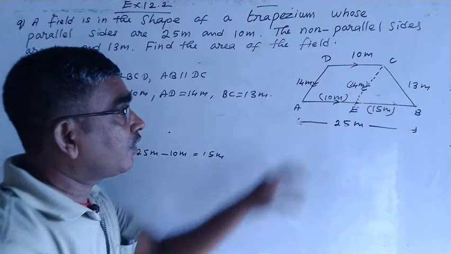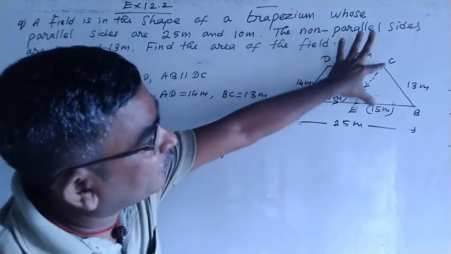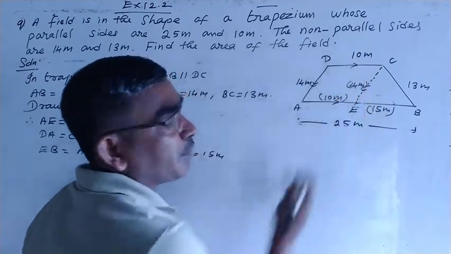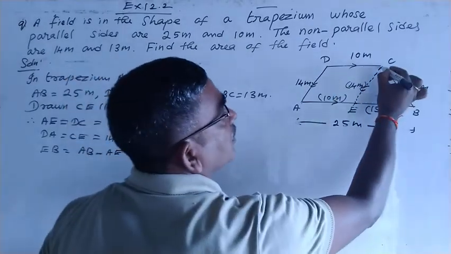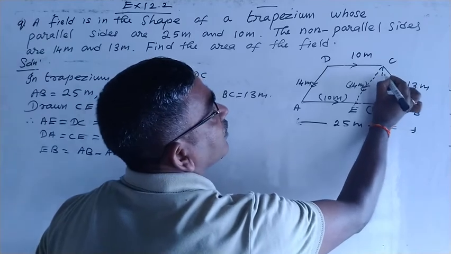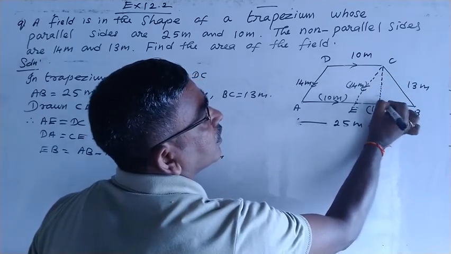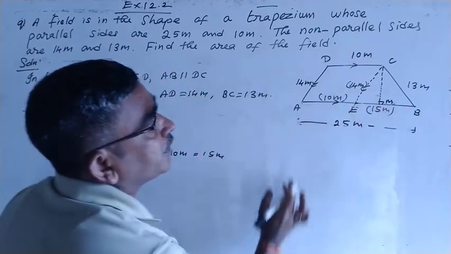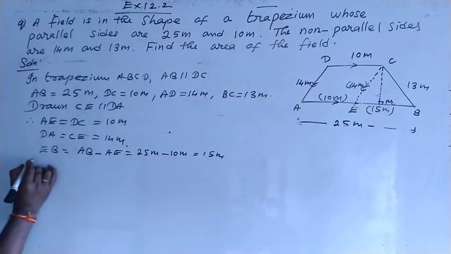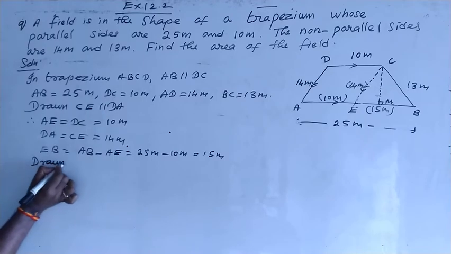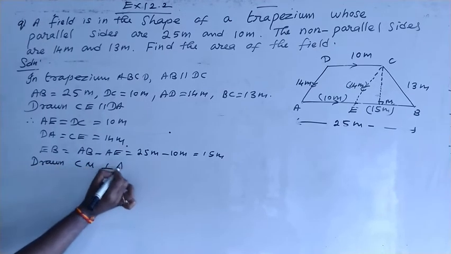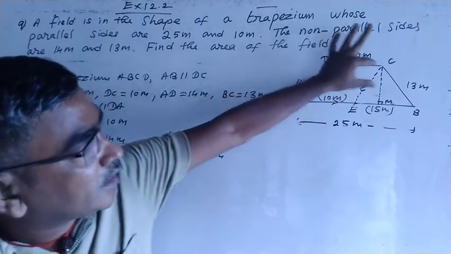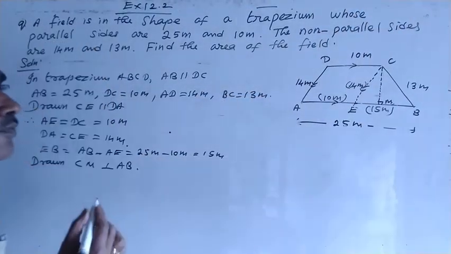Now how can we find the distance of this one? That means we can find the height of the triangle. If you find the height of the triangle, that is the distance between the two parallel sides, and that's the height of the trapezium also. So we are drawing one line, CM perpendicular to AB. That means CM is the distance between the two parallel sides, the height of the triangle. First I'm going to find the area of the triangle.